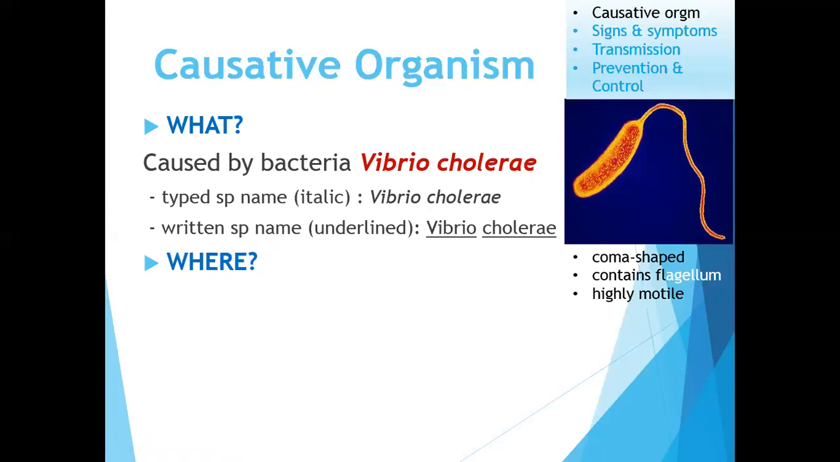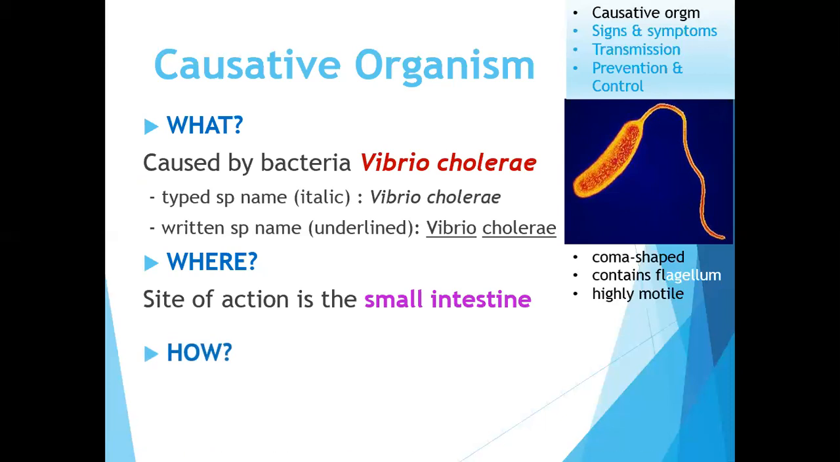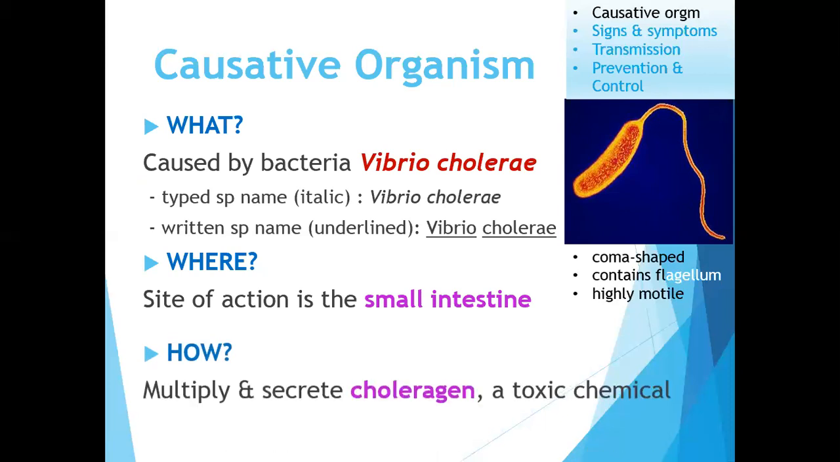Okay, so where do they infect? The site of action is in the small intestine wall. So how does it infect? It first enters the small intestine, it multiplies, which means it increases in number, and then it secretes choleragen, which is a toxic chemical. Because it's cholera, the toxin secreted by the bacteria Vibrio cholerae to cause the illness is called choleragen, an agent that causes cholera.